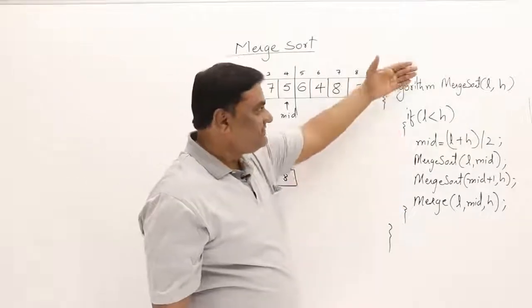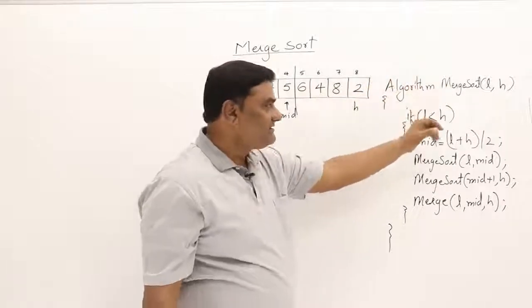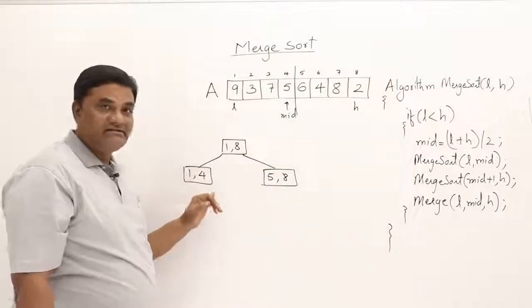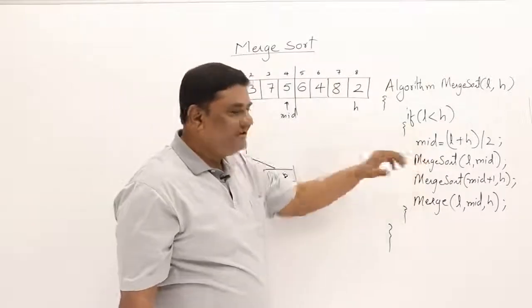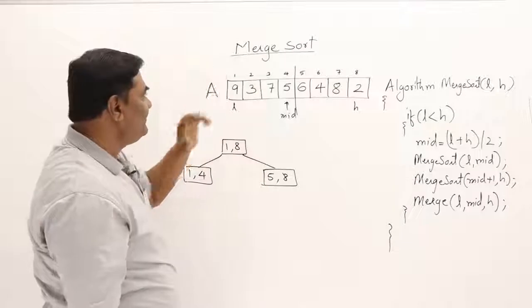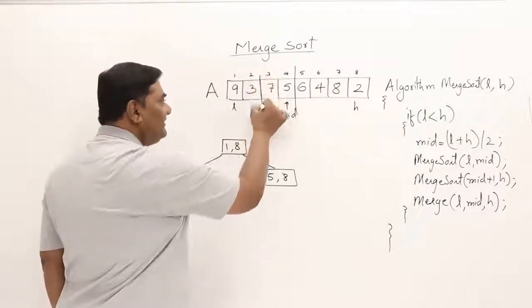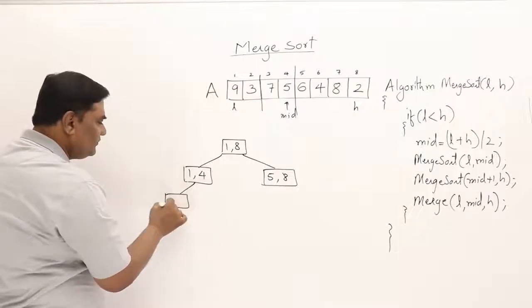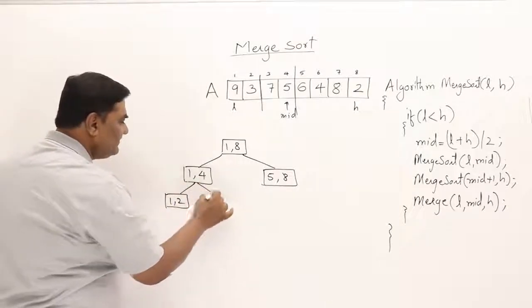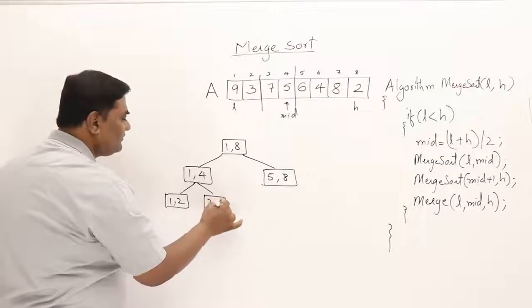Now merge sort calls itself. Low is less than high. Yes, 1 is less than 4. So again find out mid and call these two. So it means these 4 elements are also large. Divide them. So this side 1 to 2 and this side 3 to 4.